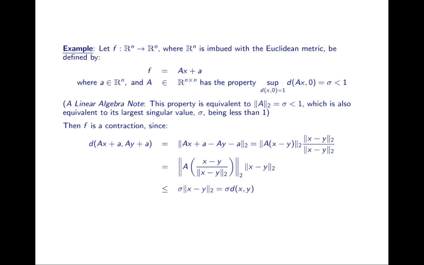Now, since I have A times a unit vector, I know it's bounded by the supremum of A times all unit vectors, which is equal to sigma, which is less than 1. Of course, the distance between x and y is equal to the 2 norm of the difference. So since sigma is less than 1, we have a contraction. In other words, if A shrinks the unit ball, then A is a contraction. And the affine function Ax plus b is a contraction.